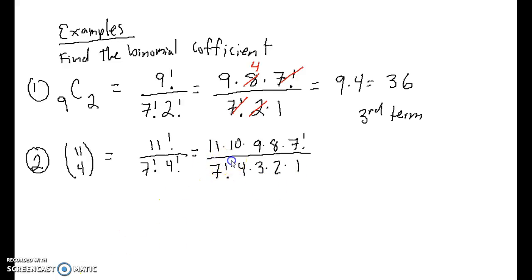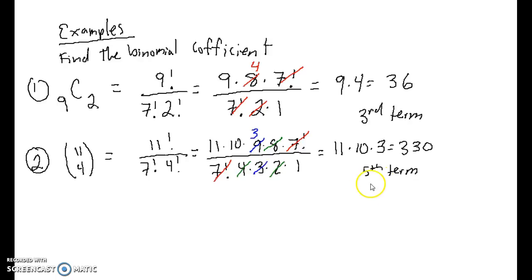First things first, I'm going to cross off the 7 and the 7. Next thing I'm going to do it in green so we can see it. 4 times 2 is going to give me 8, so I'm going to cross off 8 all the way over there. And then last but not least, the 3 will cross off with part of that 9. Everything in your denominator should cross off. So I'll have 11 times 10 times 3, which should be 330. This would be the coefficient of the fifth term.